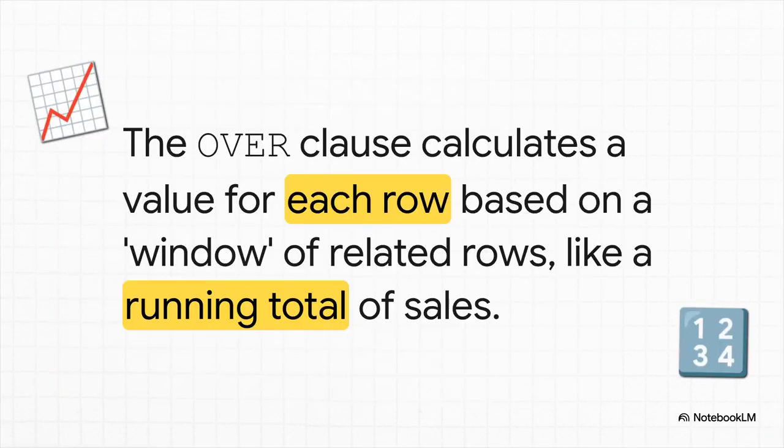The real magic is that OVER clause. It tells the database, hey, for this row, calculate a value, like a cumulative sum, based on a window of other rows, like say all the sales that came before it. This is so powerful for building things like dashboards and financial reports in a single clean query.